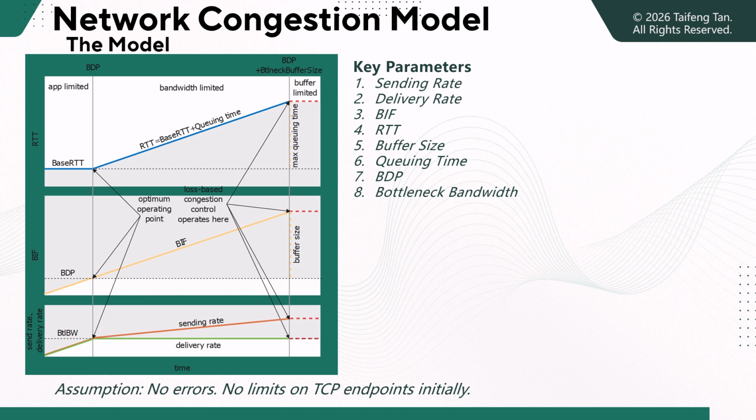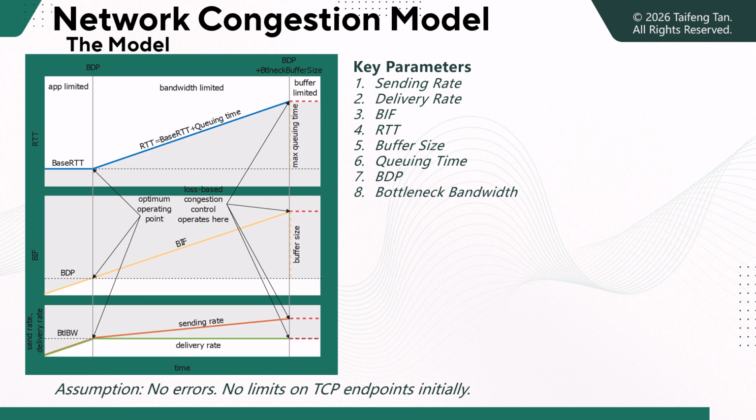Buffer size, the amount of memory the bottleneck device, like a router or switch, allocates to store packets while waiting to transmit them. Queuing delay, the time a packet spends waiting in the buffer before being transmitted. The maximum queuing time a packet can wait in a buffer is determined by buffer size and bottleneck bandwidth. Bottleneck bandwidth, the maximum transmission rate of the slowest link along the network path. BDP, bandwidth delay product, the product of bottleneck bandwidth and RTT. It represents the amount of data that can be in flight in the network to fill the pipe.